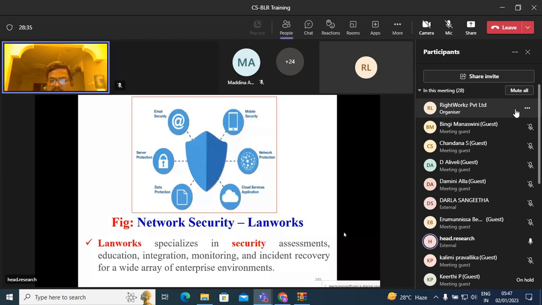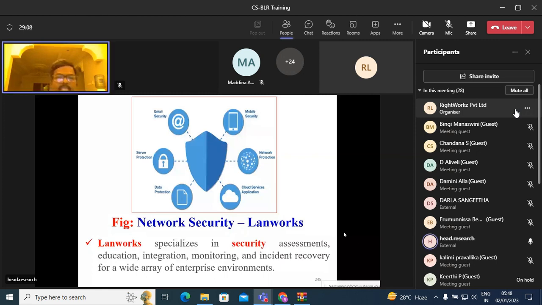It specializes in security assessments. What happened? What type of threat attack? What is the qualification? How do you integrate? How do you monitor? And how do you use incident recovery for a wide array of enterprise environments? If you see the diagram, you come to know what LANworks does, the functionalities of LANworks.